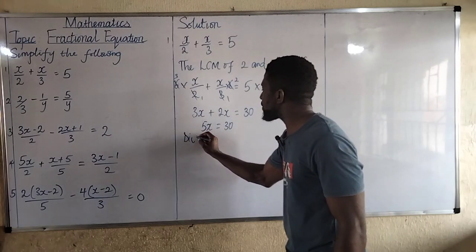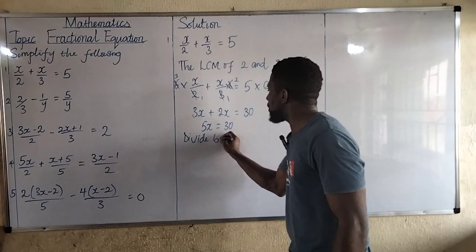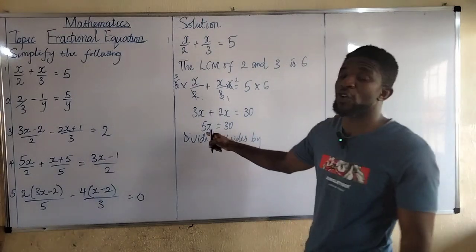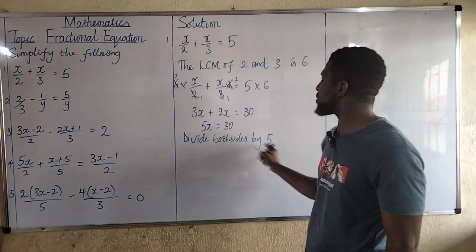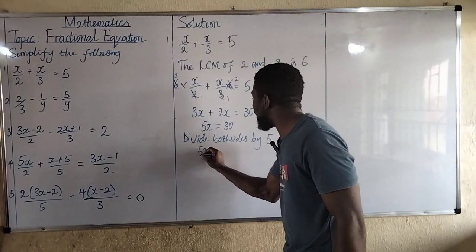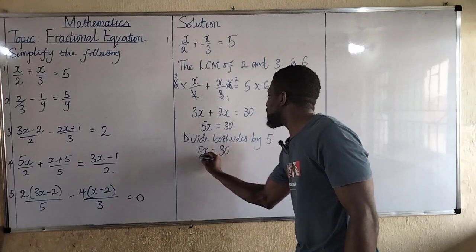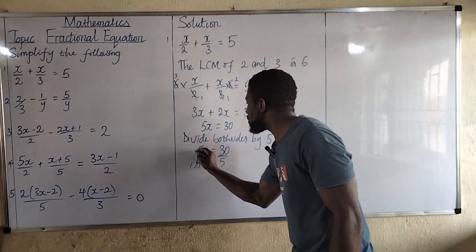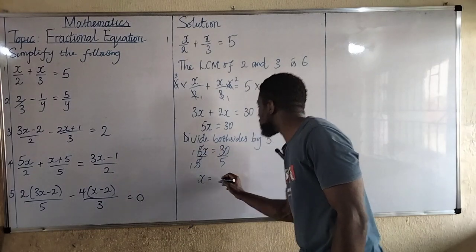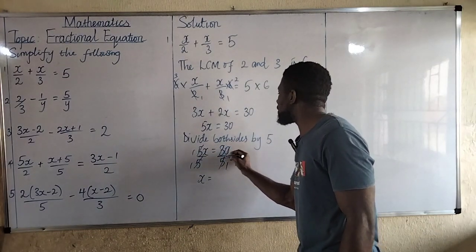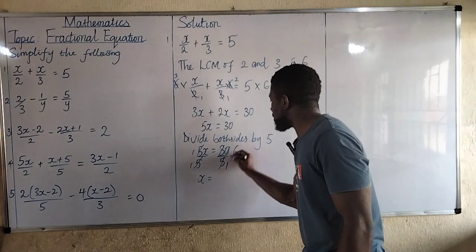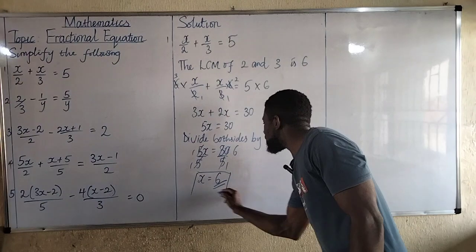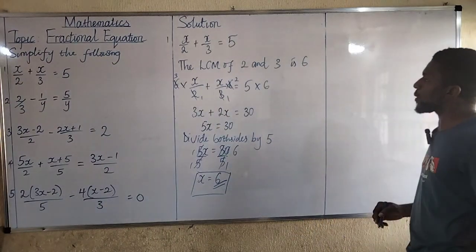Divide both sides by the coefficient of x, which is 5. So we have 5x equal to 30. Here divided by 5, here divided by 5. 5 in itself is 1, so x is out. 5 in 30 gives us 6. So the value of our x is 6. We have obtained our answer for question 1.